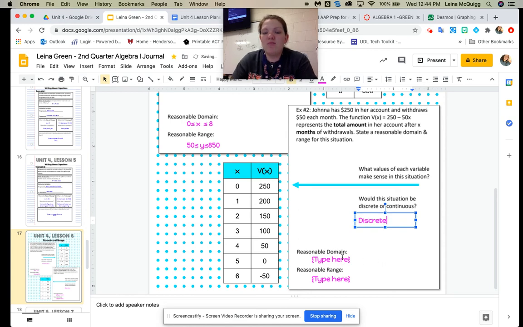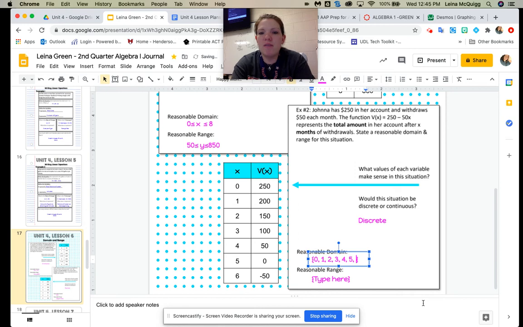And what's a reasonable domain? So when we have discrete functions, remember we have these little brackets and we just list out our x values. Well, 0 is reasonable. She can just never start taking money out. Then she could do it for 1 month, and then 2 months, and 3. She could do it for 4 months and 5 months. At 5 months, she would have $0 left.